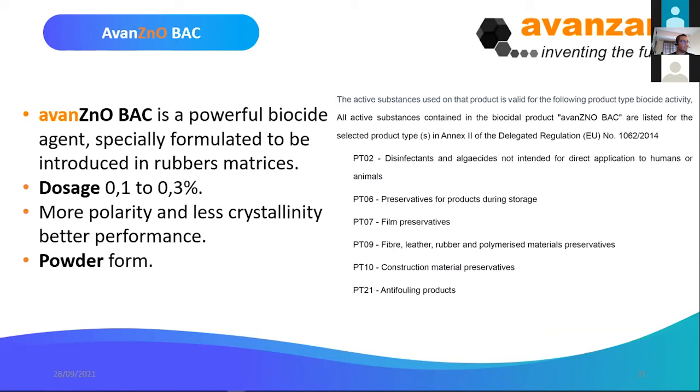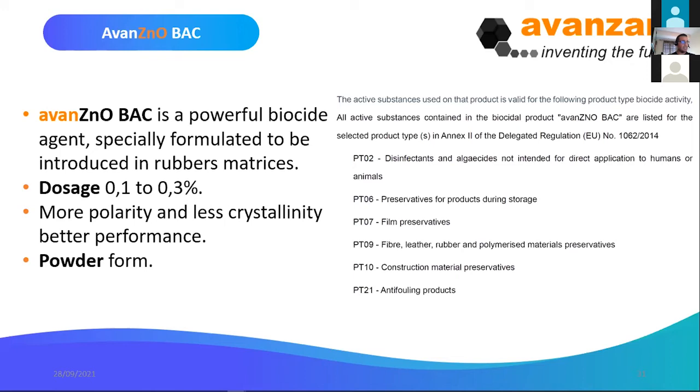In this way, I would like to talk a little more about one Avanzare product. It is one of our biocides in powder form. It's a powerful biocide of large spectrum, and it's a special formula to introduce in polymeric matrices like rubbers. The dosage needed is quite low to get a very good behavior. In this case, also the polarity has an important role. The more polarity in the rubber, the better the final behavior of the biocide is.